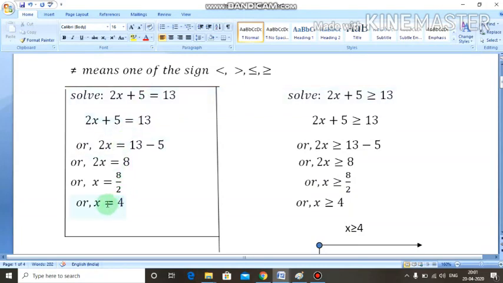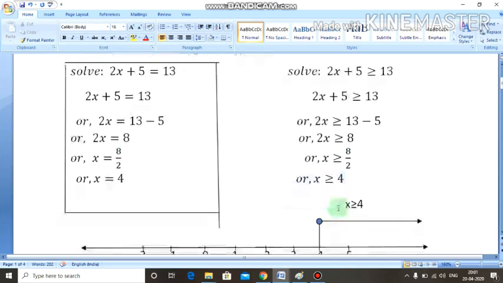In the last line we get x = 4, and since greater than or equal to was there, in the last line we have x ≥ 4. So what is the main difference between a linear equation and a linear inequation? In the case of a linear equation, we get exactly one value for which the equation is satisfied. But in the case of a linear inequation, we get a range.